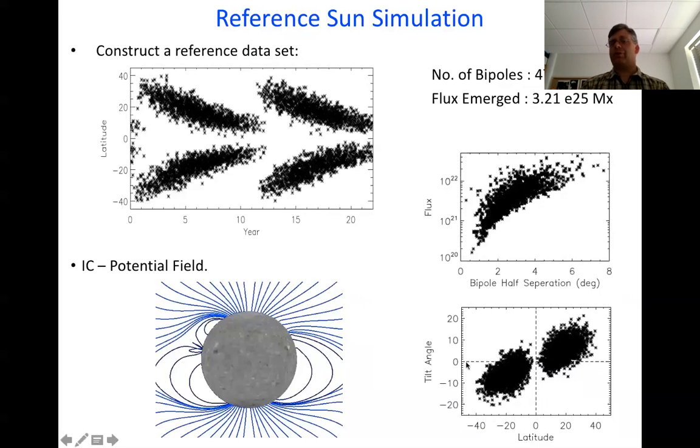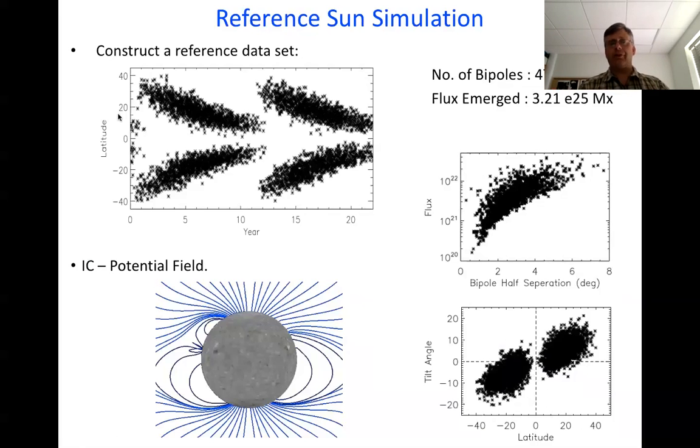Now, one very important result to get the correct evolution is to make sure you have the correct tilt angle of the bipoles, so you get the correct amount of flux pushed polewards. The graph at the bottom just shows the distribution of tilt angles, which goes roughly as 0.35 times the latitude of emergence. Now, to initialize this 22-year-long simulation, we need to have some form of initial coronal field.